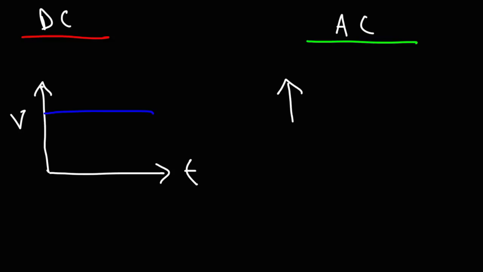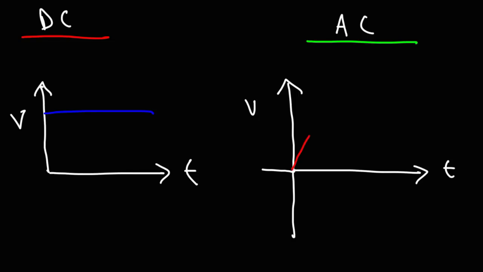In an AC current, or let's say if you have an AC power source, the voltage varies with time. The voltage is not constant. It will fluctuate. It will go up, and then it will go down. So the voltage will vary between positive values and negative values. So a 10-volt AC source will vary between positive 10 and negative 10.